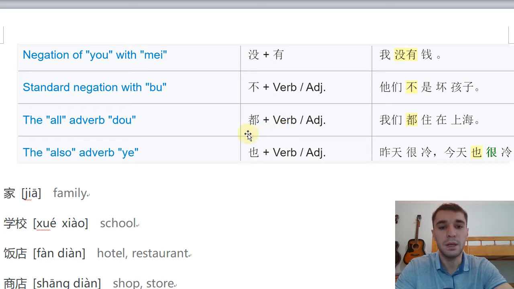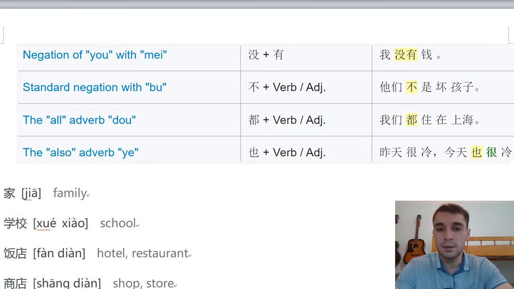For example, after the subject, you should say 都. For example, 我们都住在上海, we all live in Shanghai. So after 都 you use a verb or adjective. We all are tall people, right?